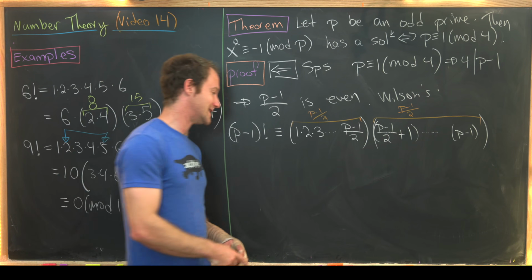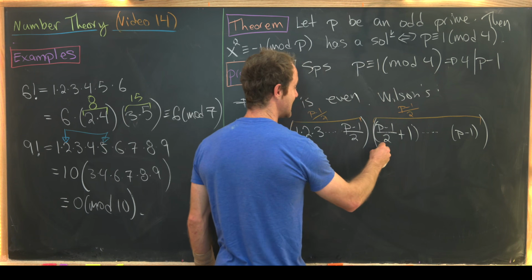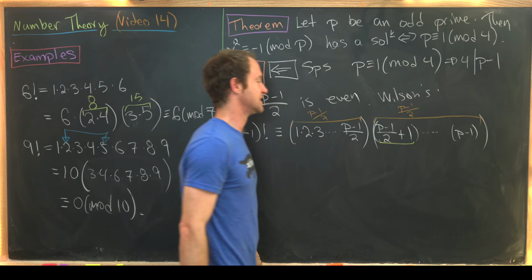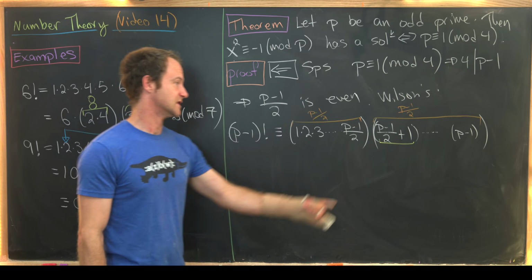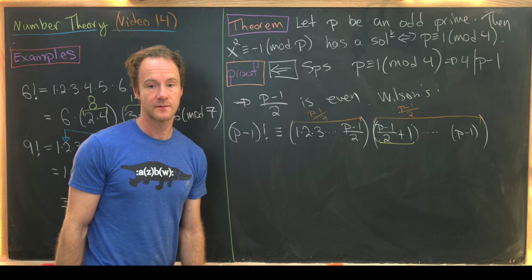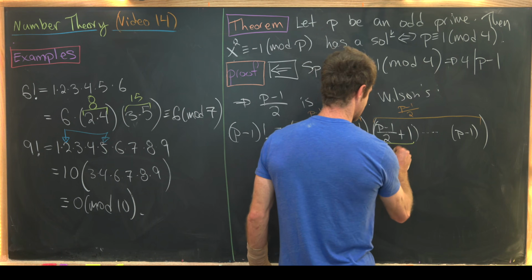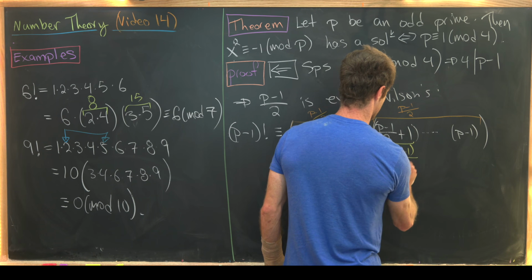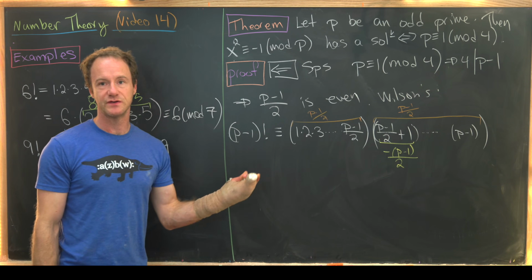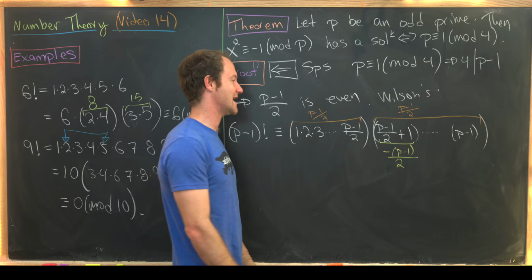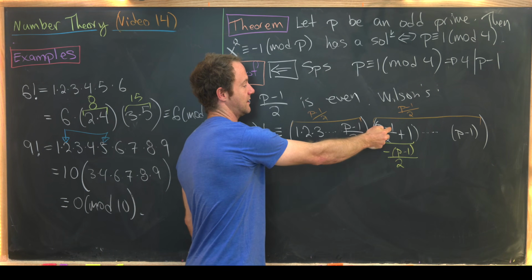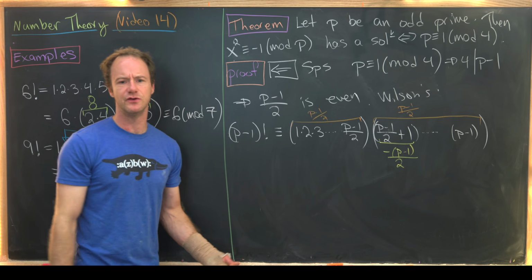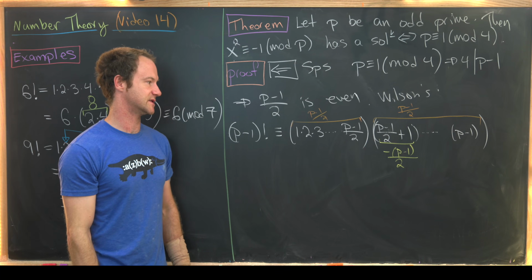Okay, so next I want to notice that each of these is exactly the negative value of one of these. So this one right here is actually minus p minus 1 over 2. Now, how can you see that? Well, if you take p and subtract this one right here, you'll end up with this one right here. So I'll let you do that calculation, but that's not too hard to see.